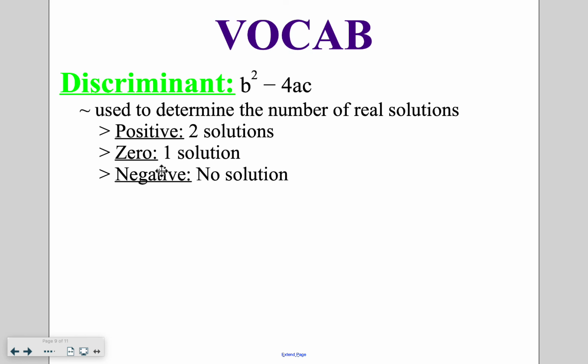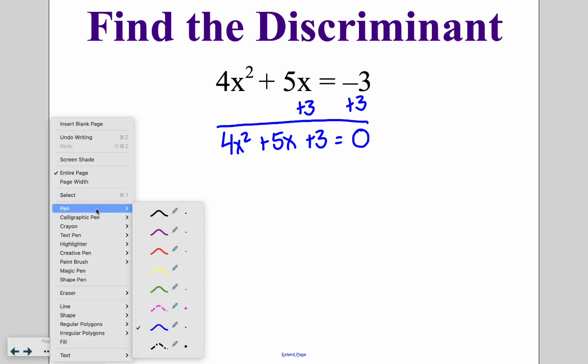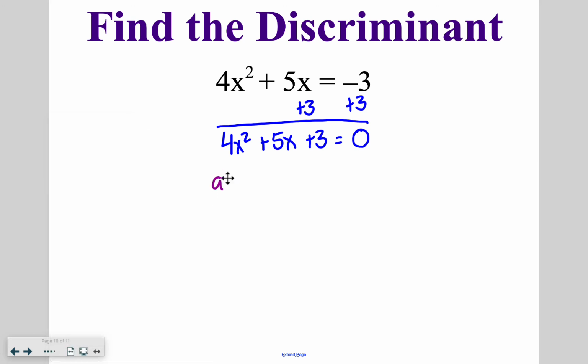If you end up with a negative under that square root, you have that no solution case we just discussed because you cannot take the square root of a negative number. So we're going to just practice determining our number of solutions, starting by adding 3 to both sides. So we have it as a full quadratic equation. So 4x squared plus 5x plus 3 equals 0. Picking out our different values, I've got a is equal to 4, b is equal to 5, and c is equal to 3.